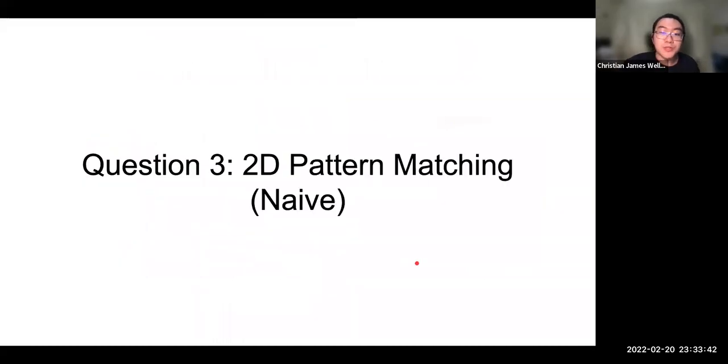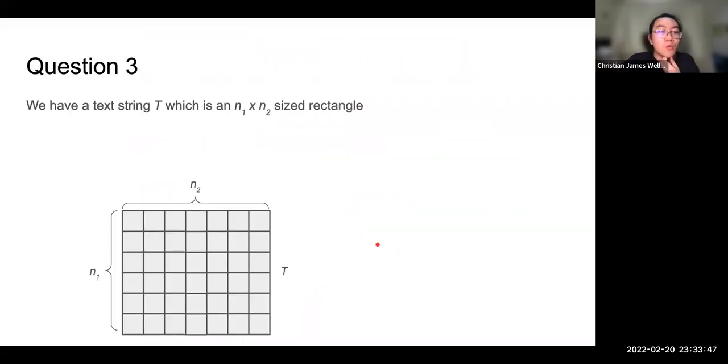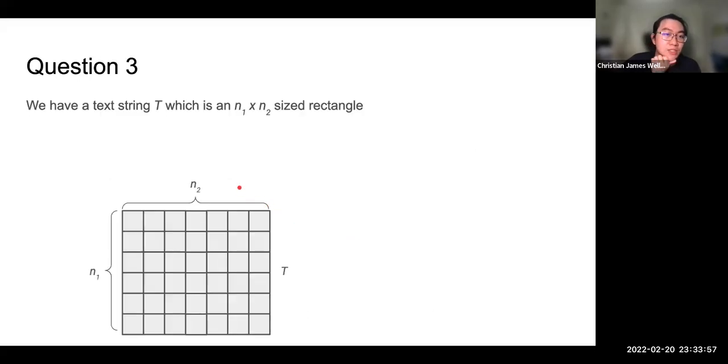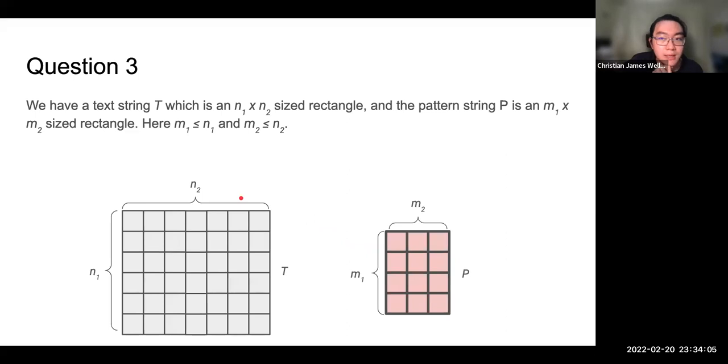So question 3, we have the 2D pattern matching, the naive version. We have a text string T, and this is a 2D version compared to the 1D that we went through in lecture. So first, let's consider a naive approach. The text T is an N1 by N2 size rectangle, and the pattern P is an M1 by M2 size rectangle. Remember M is just the smaller one, the pattern. M1 and M2 are both smaller than N1 and N2 respectively, so it's safe that the pattern won't be too big.